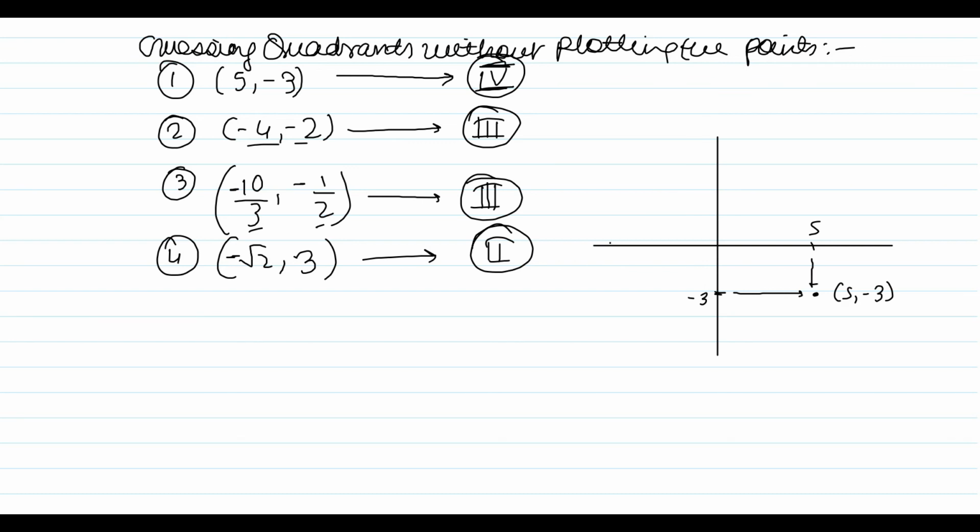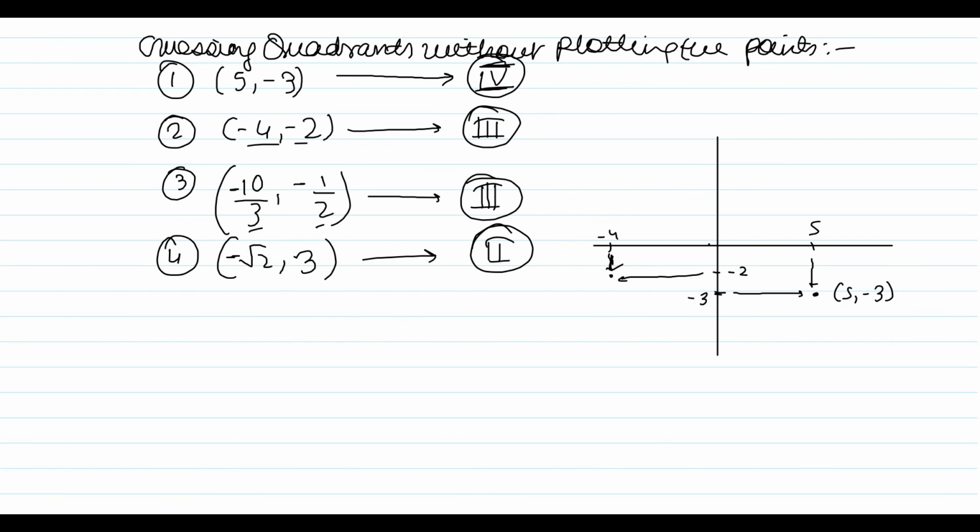Okay. Next point was minus 4 comma minus 2. Let's say this one is minus 4 and this one is minus 2. So this point would be somewhere over here: 4 units away from the y-axis towards the left, and 2 units away from the x-axis in the downward direction. So it will be in the third quadrant.